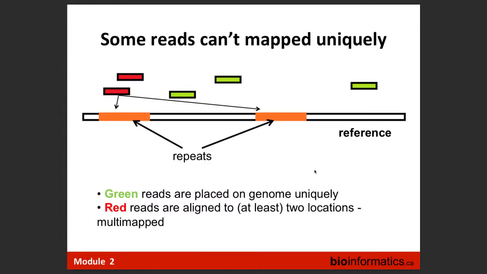So here is a little bit of a cartoon that Martin had for you on the whiteboard. So we have repeats. We have red reads, which are coming from the orange repeat. They can also come from this part. So while green reads are uniquely mapped, those have multi-mapped positions. And when we use the BWA aligner, it tells us that this read multi-mapped. There is a flag which tells us that the read multi-mapped, a property, let's call it a property, in the BAM file.